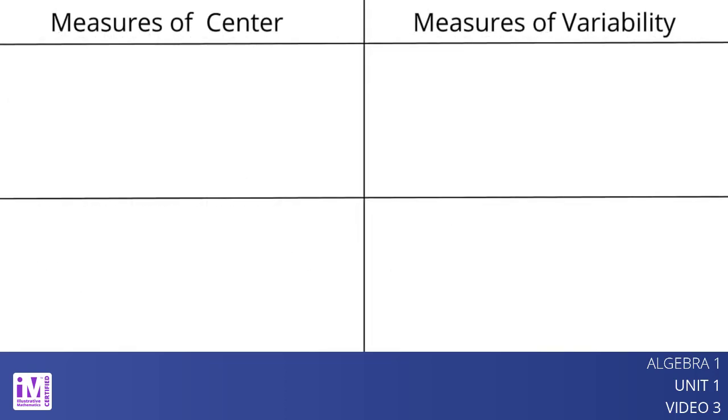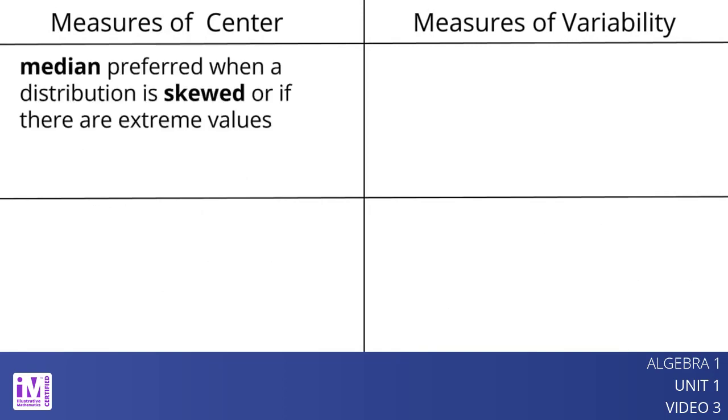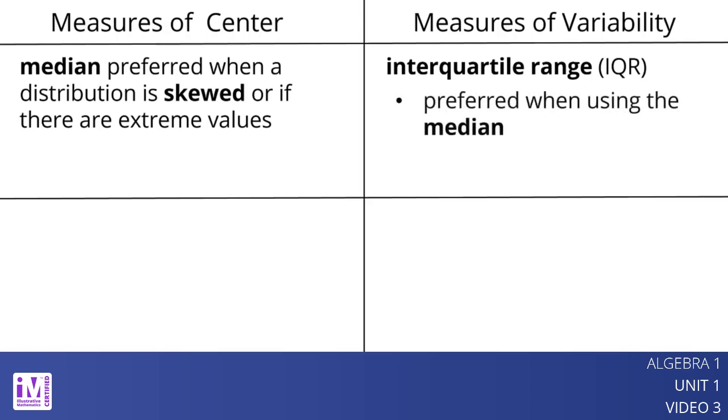The median is usually more resistant to extreme values than the mean. For this reason, the median is the preferred measure of center when a distribution is skewed or if there are extreme values. When using the median, you would also use the interquartile range, IQR, as the preferred measure of variability. The IQR is a measure of variability determined by the range of values for the middle half of the data.